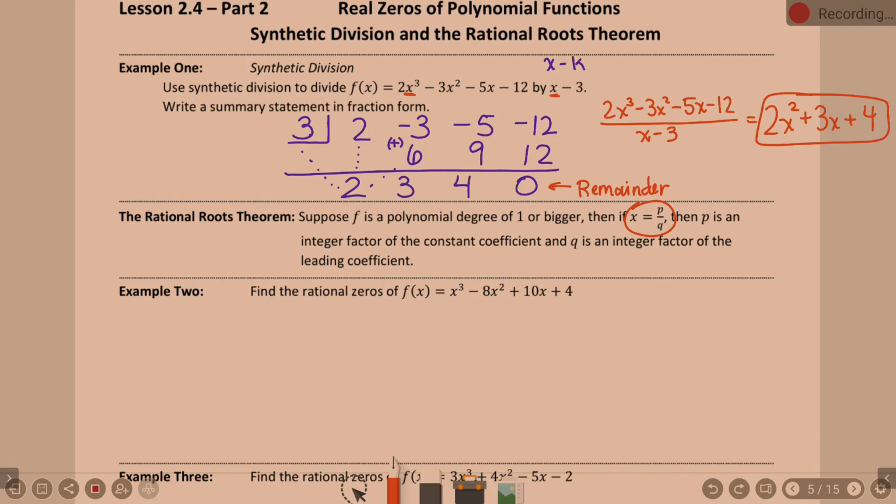Okay, so x equals p over q is a factor if p and q have those pieces. I'm really butchering saying that. If f is a polynomial of degree 1 or larger, x equals p over q is a factor. P is an integer factor of the constant coefficient. Q is an integer factor of the leading coefficient. I guess it's just saying x equals, so a root, a solution is.